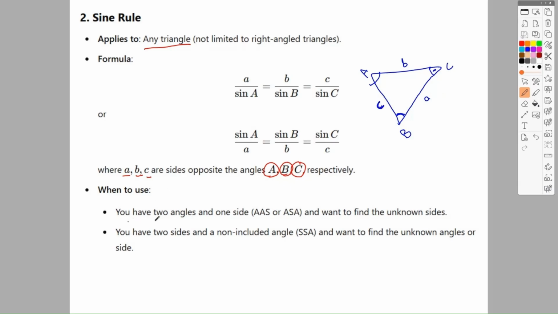So when to use it: if you have two angles and one side, AAS or ASA, meaning angle side angle, and want to find the unknown sides. Or you have two sides and a non-included angle and want to find unknown angles or sides. And don't worry, we will explain all of this.